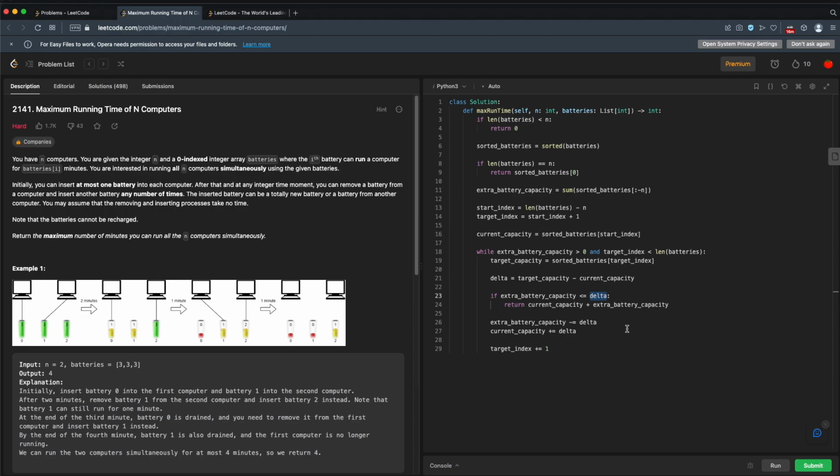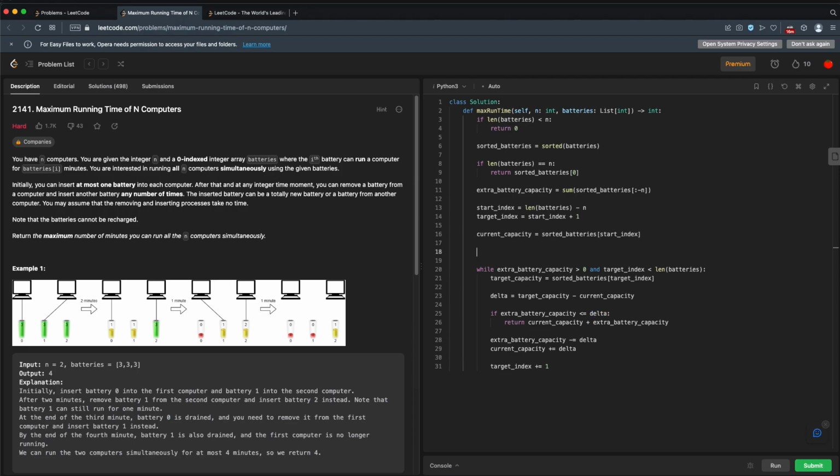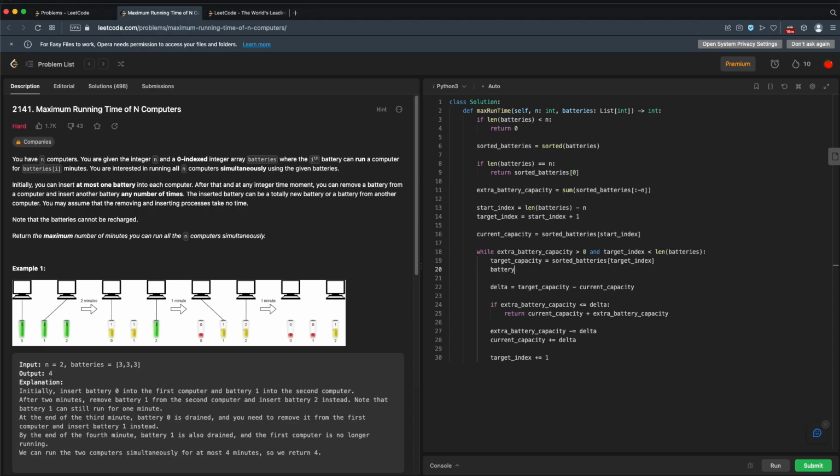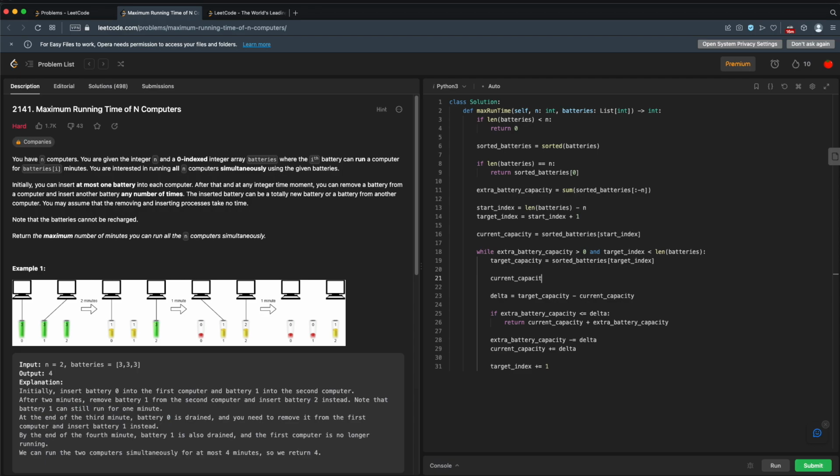Okay, so we need to keep track of how many batteries we're actually lifting up to these next capacity levels. So let's keep a battery count here. Let's see, what will I call this? Oh, actually, wait. We don't need to actually keep it. We already have these indices. So let's have this battery count. Should I call it battery count? What's a good way to call it? Or current capacity? Yeah, I'll call it that. Current capacity battery count. So we have a target capacity. We have this current capacity battery count.